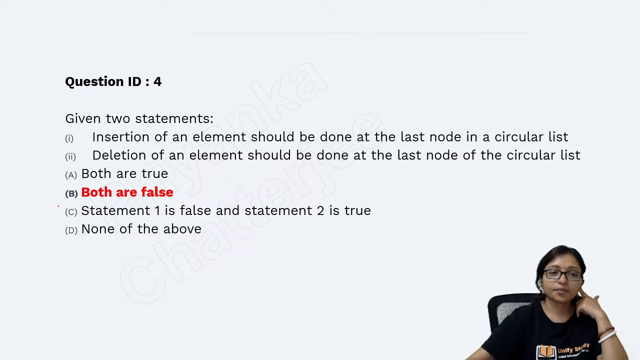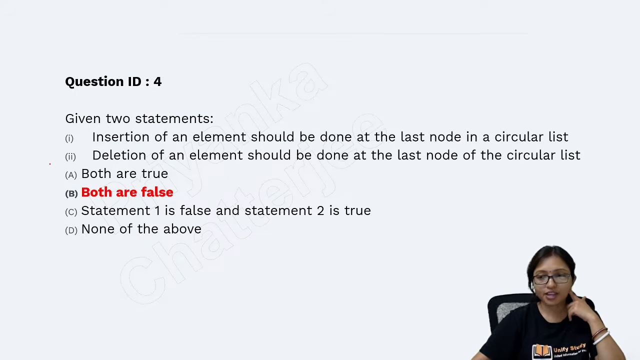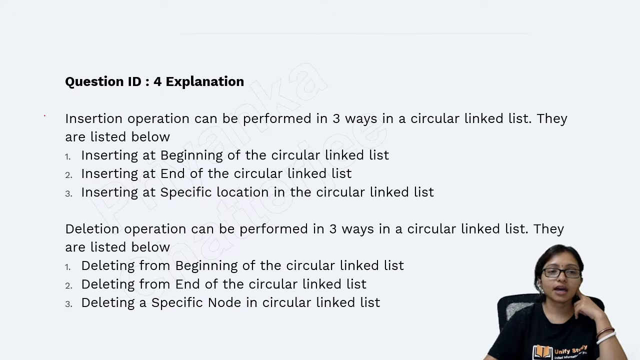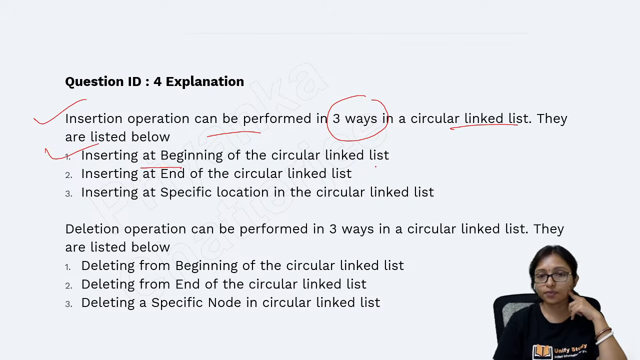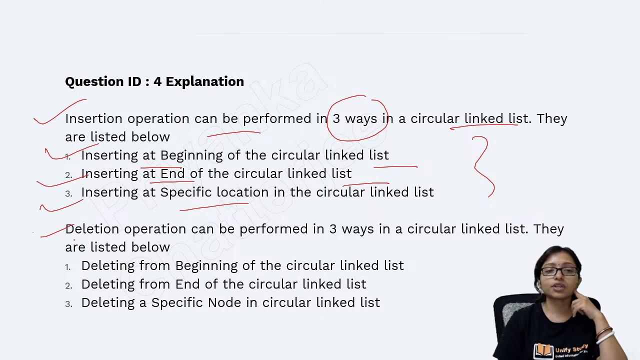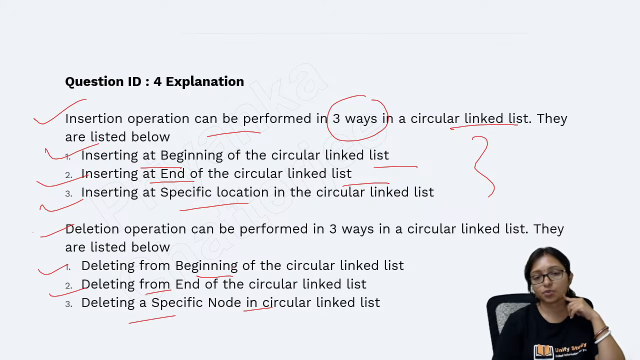Okay, answers are coming here. Actually both are false. Actually no one is correct. Because why? Whenever we are inserting, how is the inserting operation going on? Insert operations go on in three ways in a circular list. That is inserting at the beginning of the circular list, inserting at the end of the circular list, or inserting in a specific position. There are three ways. Here also deletion goes on in three ways. That is deleting from the beginning, the end, and at a specific position also.